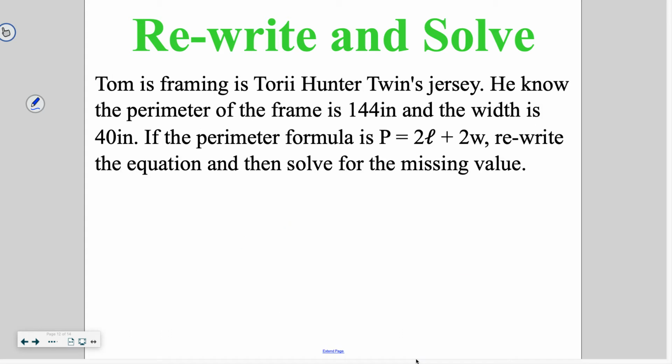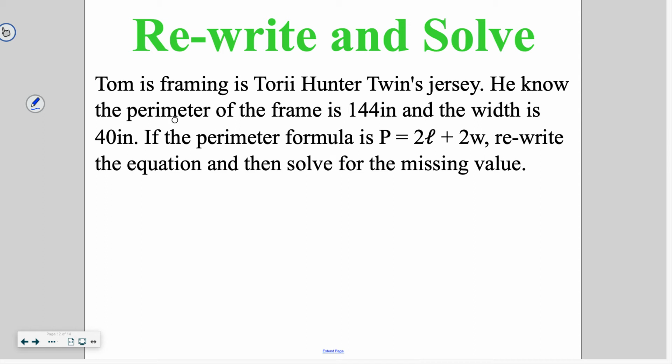Last thing, we're going to just do one more example with this rearrange and apply. So Tom is framing his Torrey Hunter Twins jersey. He knows the perimeter of the frame is 144 inches and the width is 40 inches. If the perimeter formula is P is equal to 2 times the length plus 2 times the width, rewrite the equation to solve for the missing value.